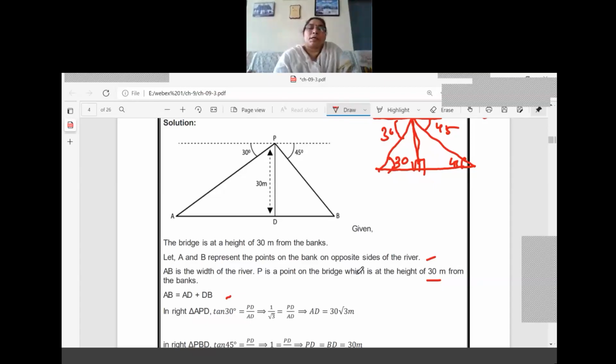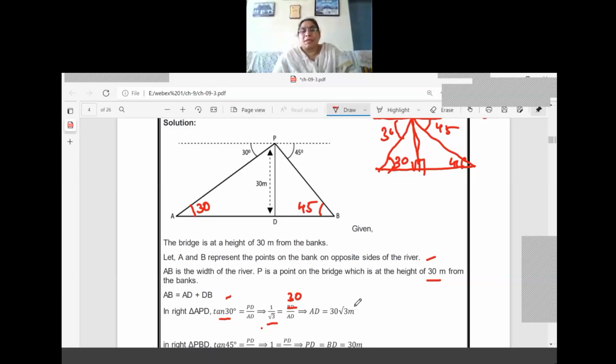Now we are getting triangle APD. From that, what should be written? I should mark 30 here, then it will be easy for you. Here also 45. Now tan 30, opposite side is PD divided by AD. What is the tan 30 value? 1 by root 3. PD by AD. Then we calculate AD by substituting PD, which is 30. So AD equals 30 root 3 meters only.